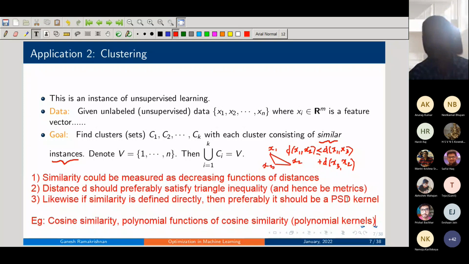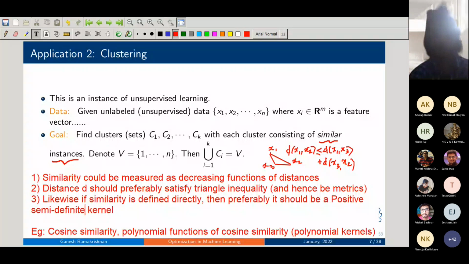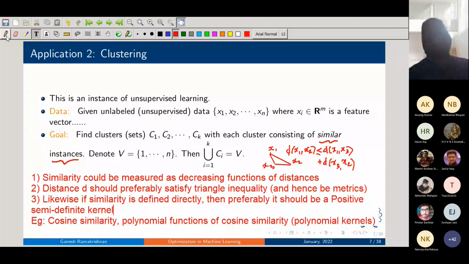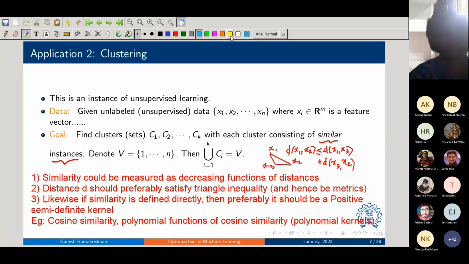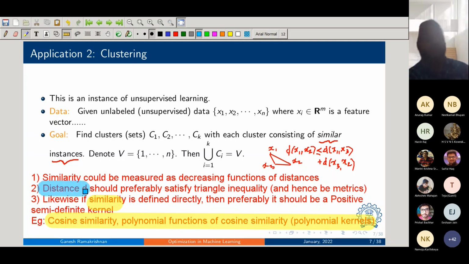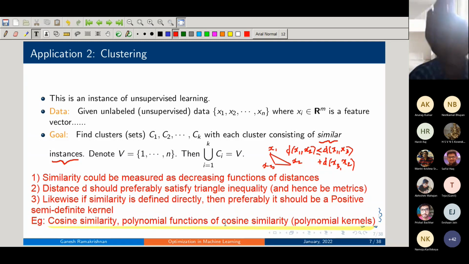So let me just expand. PSD is positive semi-definite kernel. You can have examples of both. You can have similarity examples such as cosine similarity, polynomial functions of cosine similarity, polynomial kernels, etc. But you could also have distances which influence the similarity as a decreasing function of the distance, and which satisfy the triangle inequality. Let's look at examples of that.